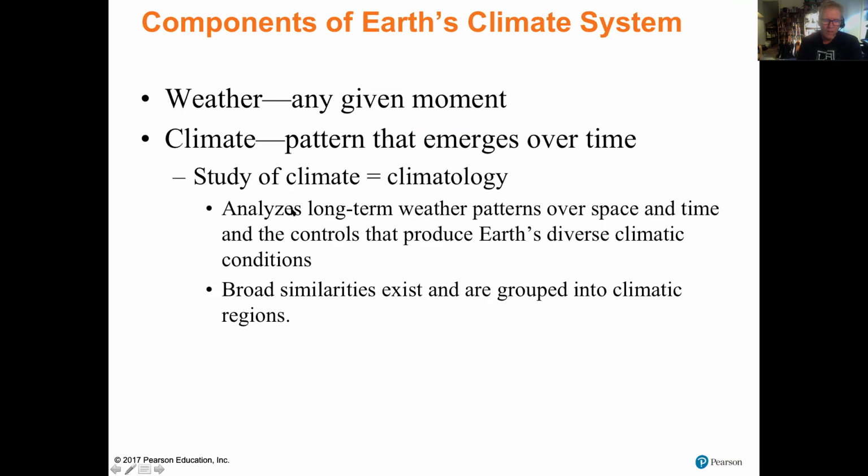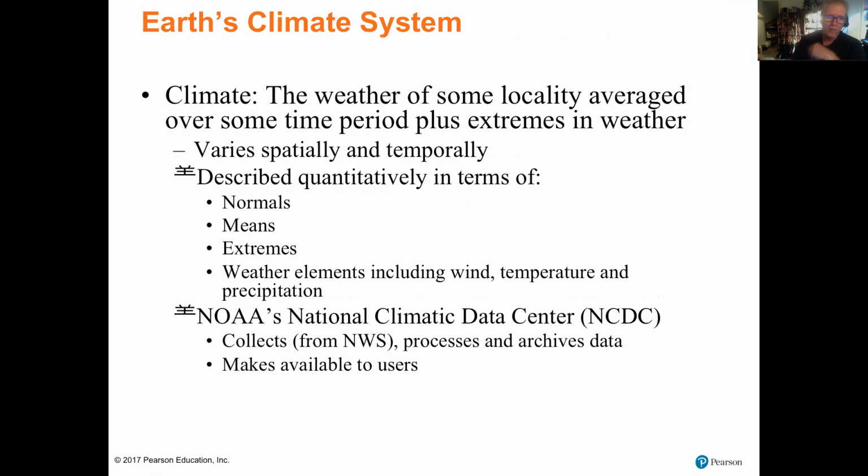Now, the study of climate is what we call climatology, where you analyze long-term weather and patterns over space and time, and that gives you some idea of the diverse climatic conditions on the surface of the Earth. So we can take the broad similarities, the similar characteristics that exist in regions, and group those into the climatic regions that we're going to be looking at. Okay? So again, climate is the weather of some locality that's averaged over some period of time.